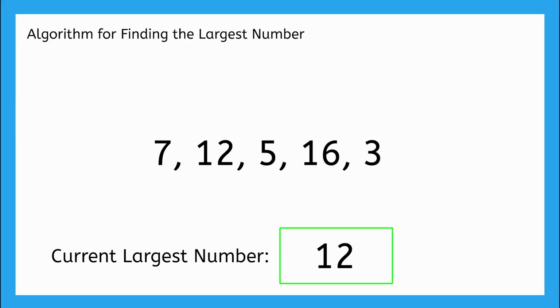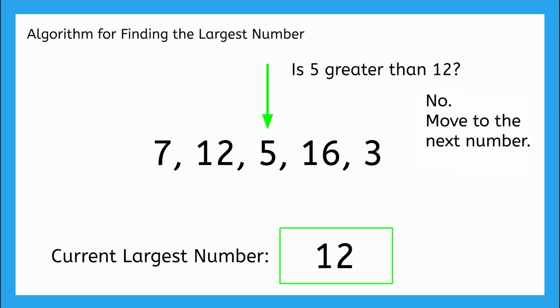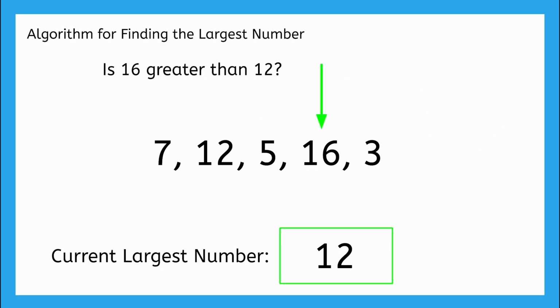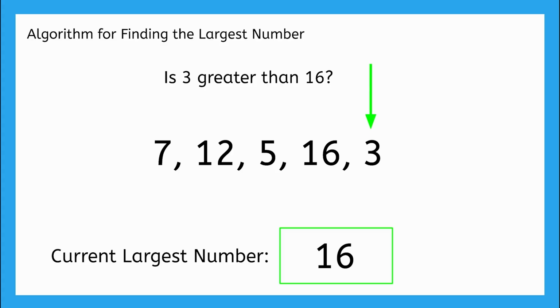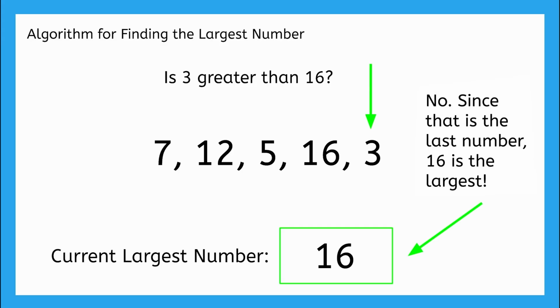Now we will continue to compare each number in the list to the current largest number. 5 is our next number. Is 5 greater than 12? No. On to the next number. Is 16 greater than 12? Yes, so what do we do? Right, we replace the current largest number, 12, with the new largest number, 16. Is 3 larger than 16? No. Now we've finished our list, so our largest number is 16.